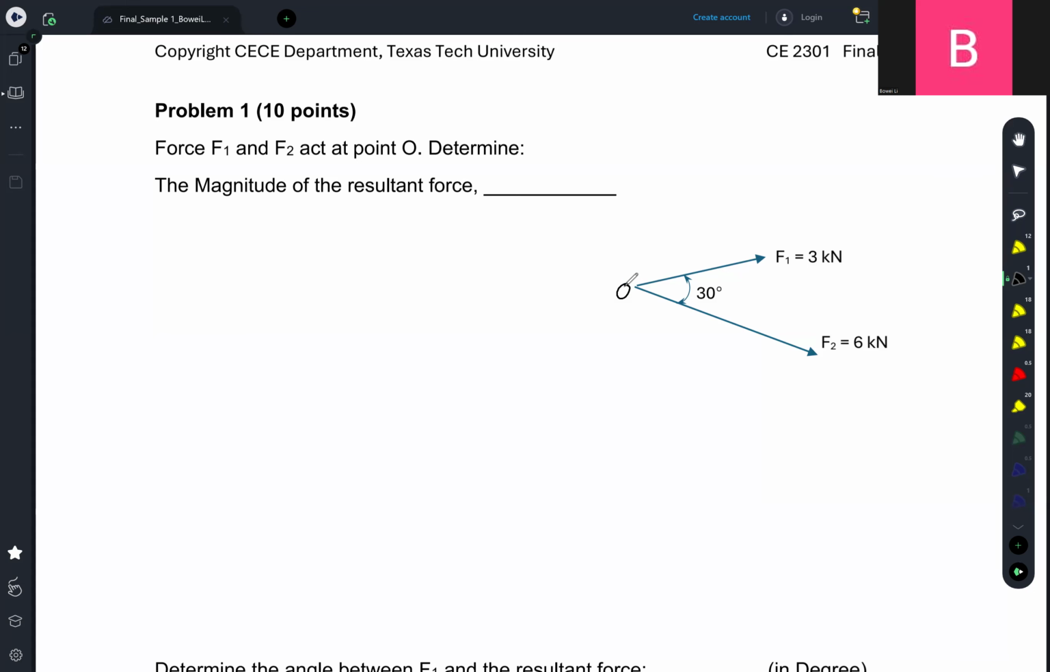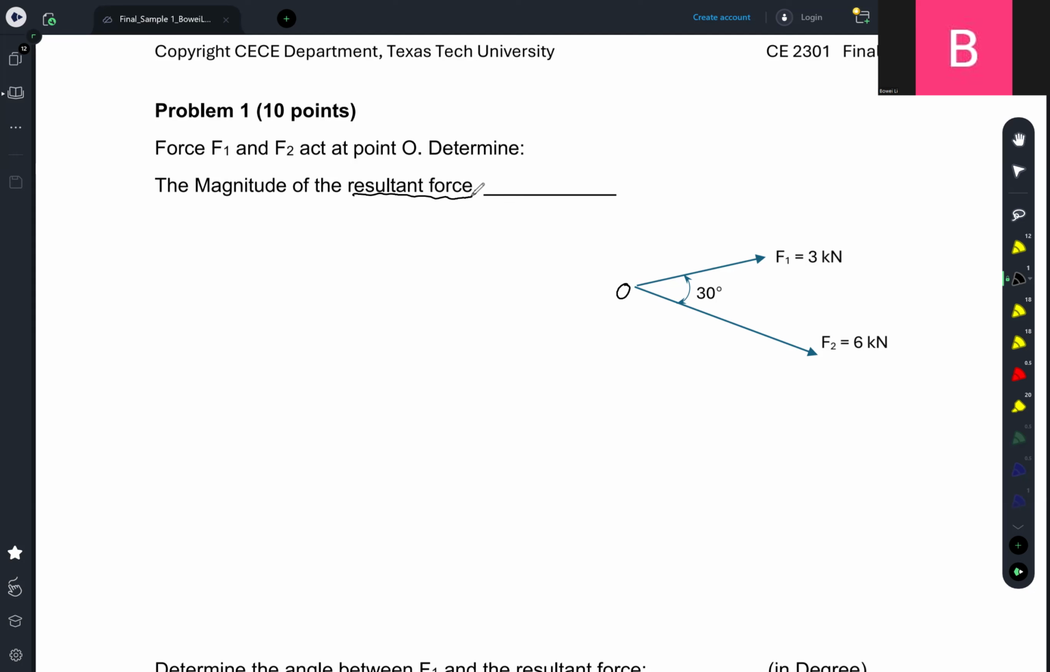Well, first the problem asks us to find out the resultant force, right? Therefore, we need to know what the resultant vector of the two forces looks like. Here you can use the parallelogram rule or triangle rule. Both will work. Suppose, for example, we use the parallelogram rule here. Then how would the resultant force look?